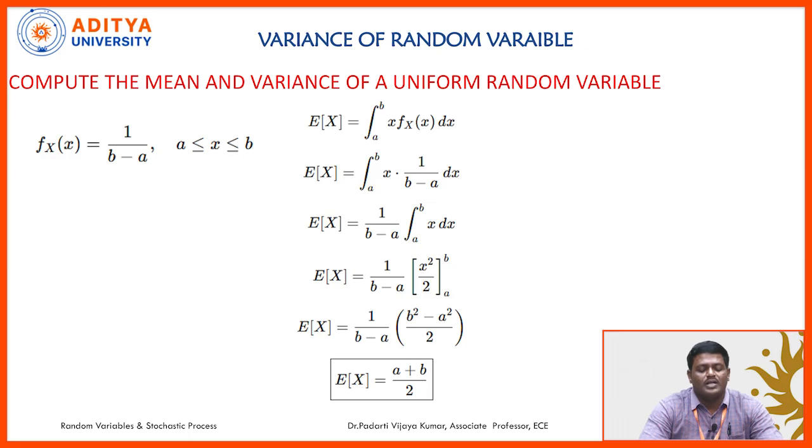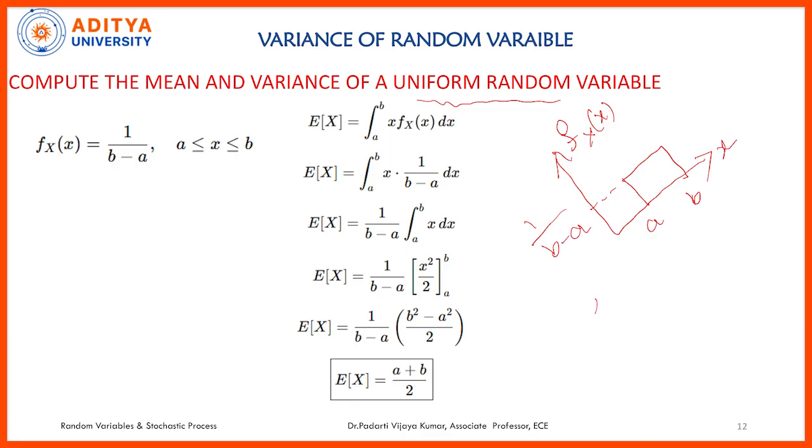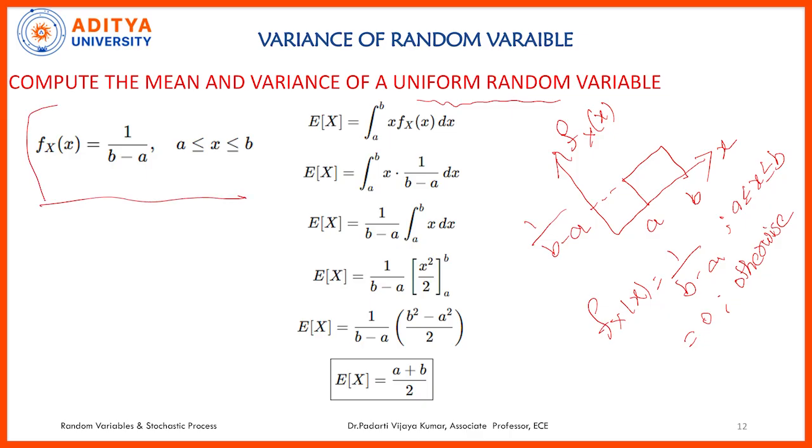Next one, compute the mean and variance for a uniform random variable. This is a continuous random variable. A random variable is said to be uniform if it has a density function like this: fx of x is equal to 1 by b minus a over the limits a less than x less than b, and is equal to 0 otherwise. This is the density function of a uniform random variable, which we will use for computing the mean and variance.